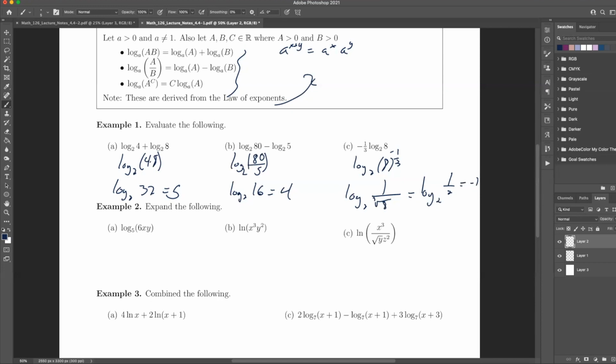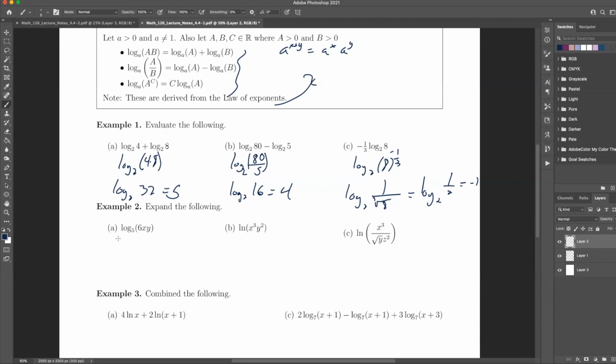Is there another way of doing this? Sure. You could have just calculated it directly. Log base 2 of 8, 2 raised to what power is 8? Well, that's 3. So 3 times negative one third is also negative 1. In this case, I took the long route, and I did it on purpose to show you how to use the rules: take multiplication, turn it into an exponent, evaluate, and push through.